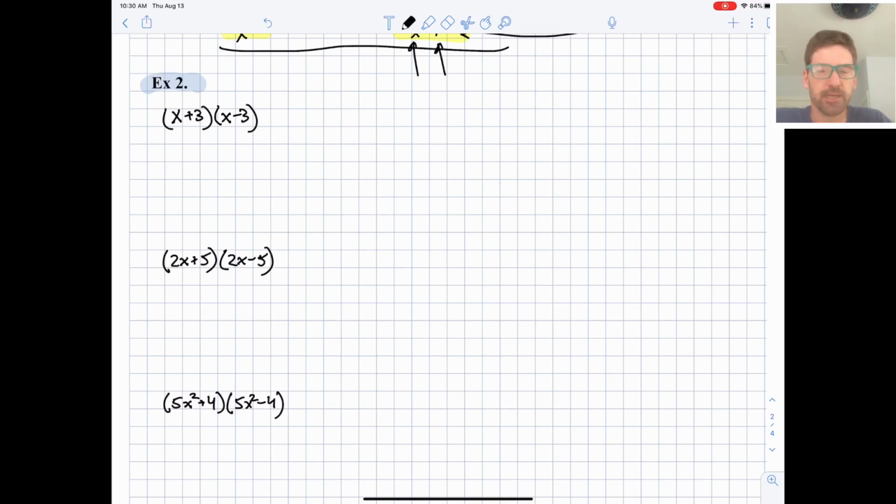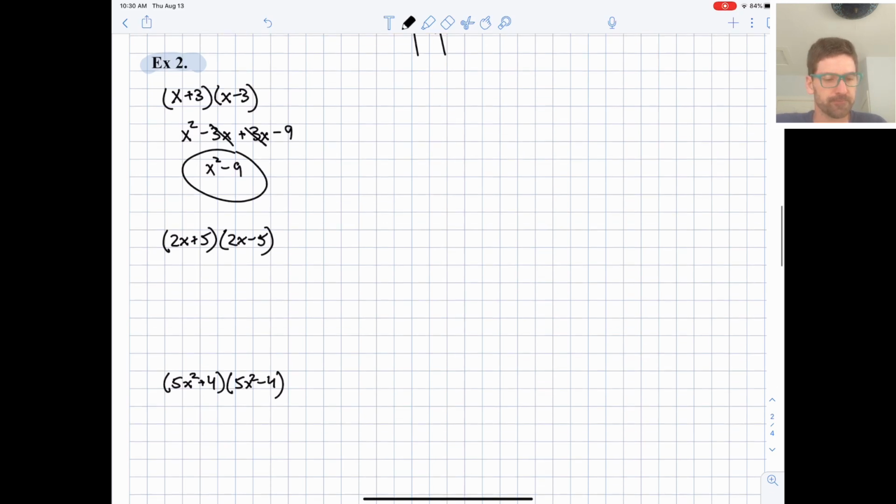So foiling these guys, I'll go through the whole FOIL process here, but then for the next two, I will do my shortcut. First, x squared, outers are minus 3x, inners are plus 3x, and lasts are minus 9. FOIL. These guys cancel, and we have an x squared minus 9. That's a difference of two squares. X squared is a square, and 9 is a perfect square also.